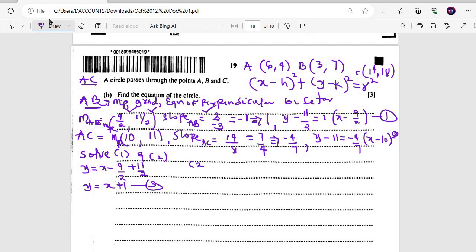Now equation 2 can also be written as y equals minus 4 over 7 x plus... Am I correct? This is 7 over 4 minus 4 over 7.